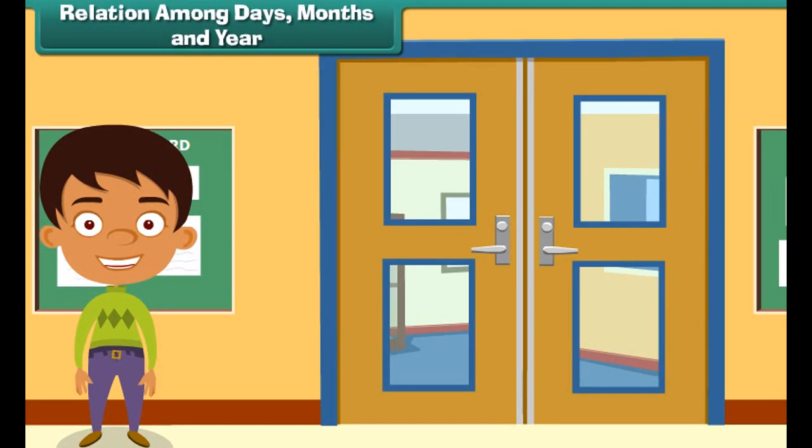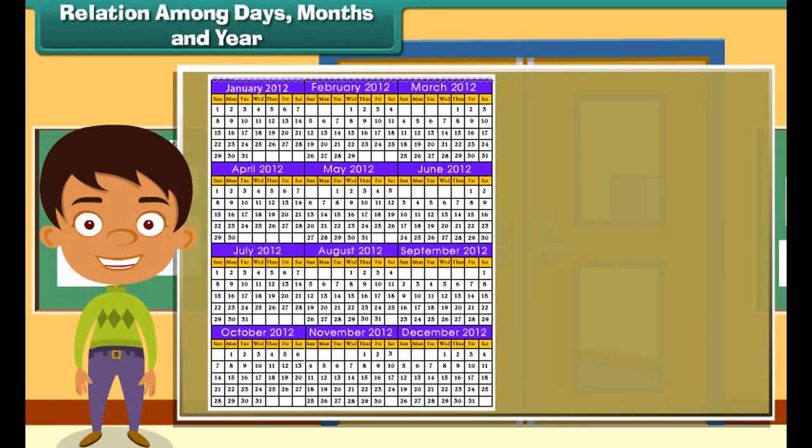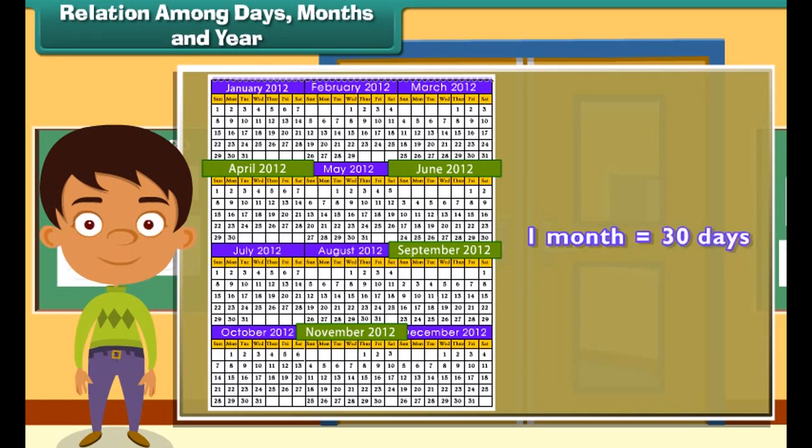Relation among days, months, and year. Let us understand the relation that exists between days and months. The months April, June, September, and November have 30 days each. 1 month is equal to 30 days.